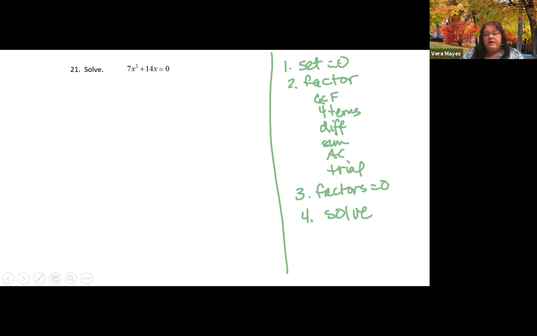First thing, it's already equal to 0. So check, don't have to do that. I need to factor it. I only see 2 terms, so I don't need to worry about 4 terms, difference of 2 squares and some of those, but I do always have to check for GCF. It looks like they both have a 7 and they both have an x. So if I divide both of these by 7x, I'm left with an x plus 2. Okay, so step 1 is done, step 2 is done. Step 3 says set all your factors equal to 0.